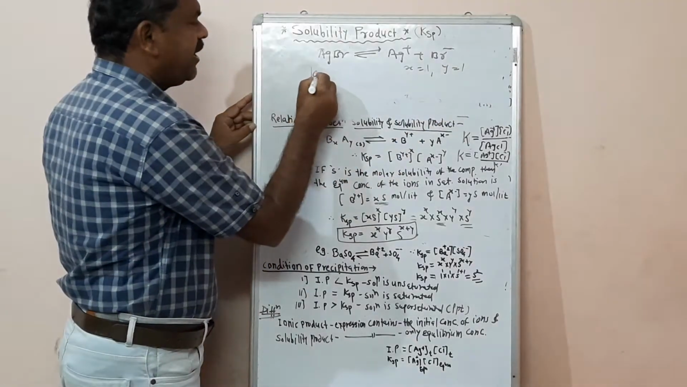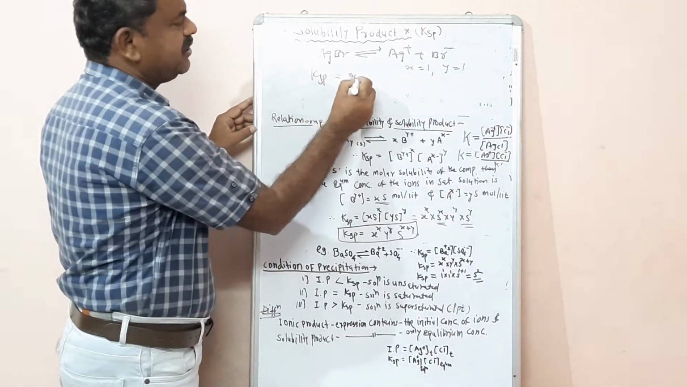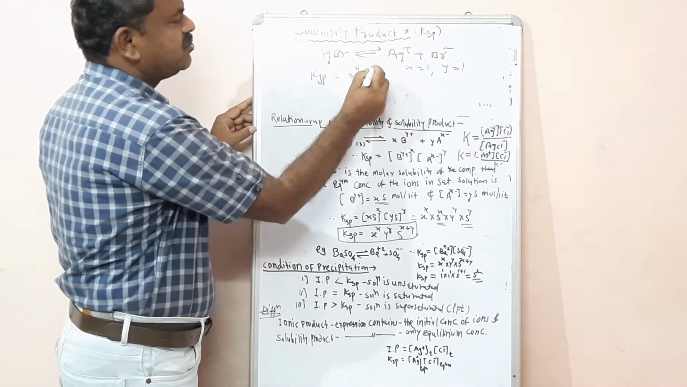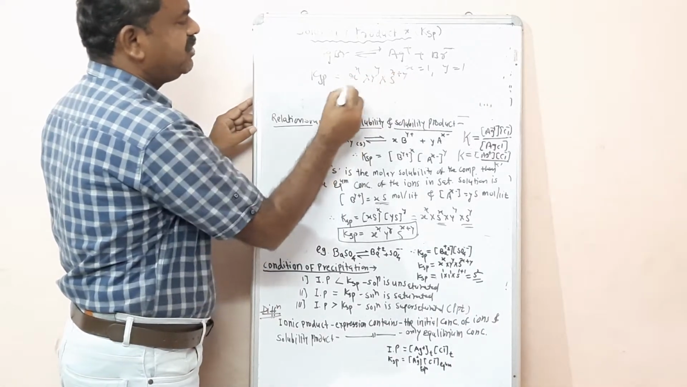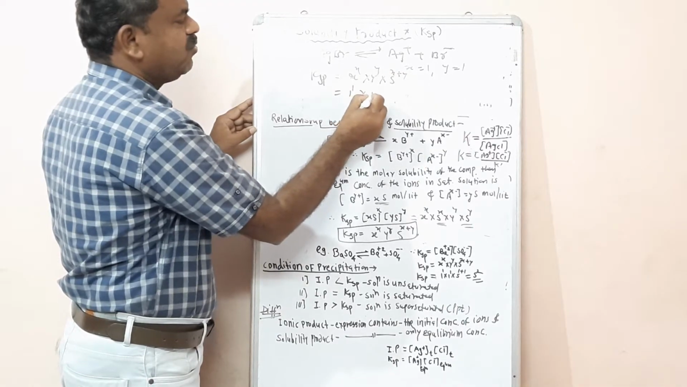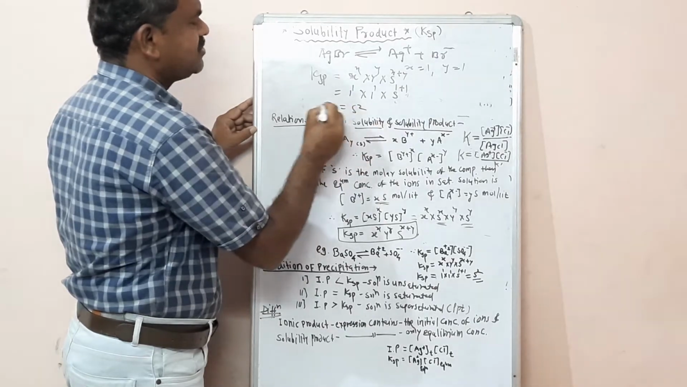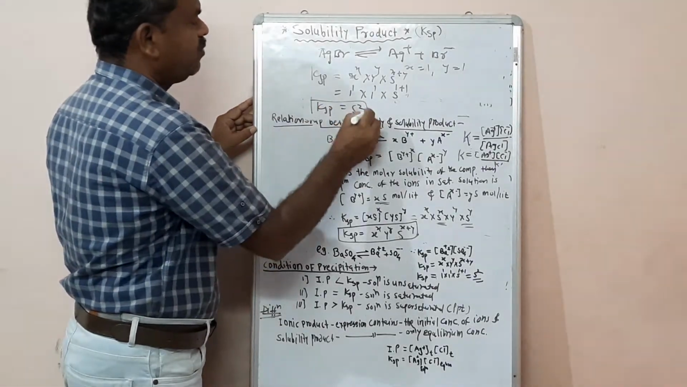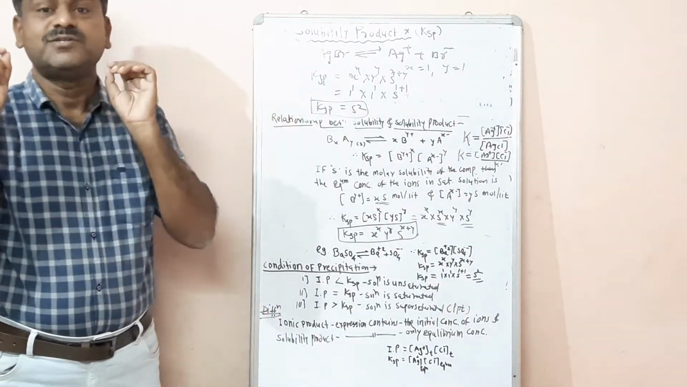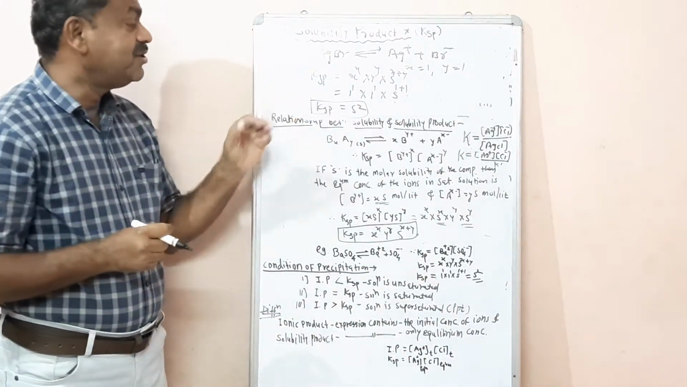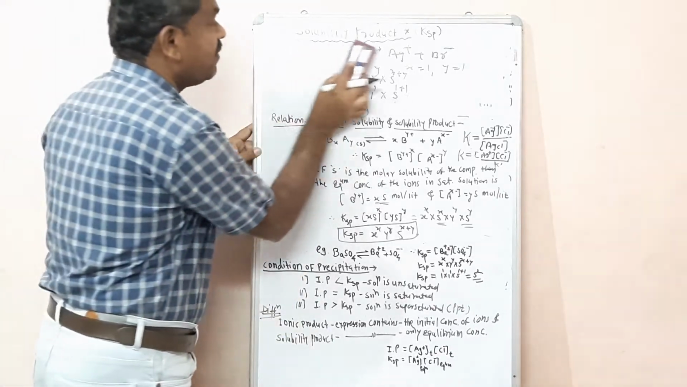The formula is: Ksp, the solubility product, is equal to x raised to x into y raised to y into s raised to x plus y. Put the values: 1 raised to 1 into 1 raised to 1 into s raised to 1 plus 1, and that is equal to s squared. That is the one formula to calculate any term, whether the Ksp or the solubility. Now this is about the relationship between the solubility and the solubility product.